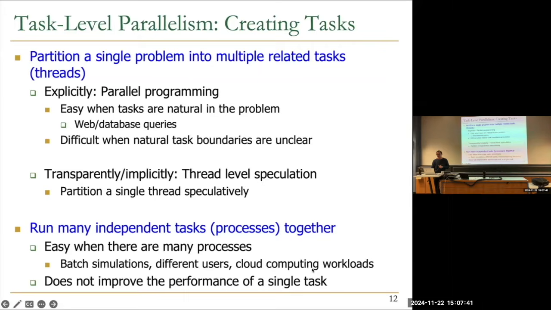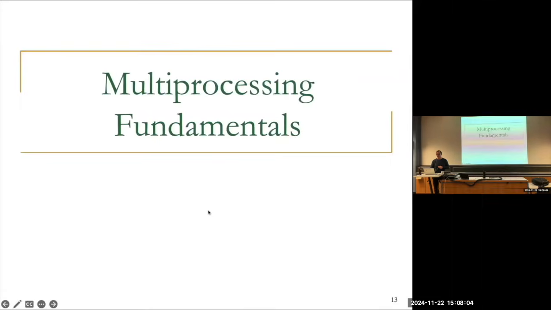So cloud computing workloads, for example: cloud computing systems take different workloads from different people. These have nothing to do with each other. Clearly, they're different tasks, and they could be executed on the same computer. They could be executed in parallel across different computers. Now, this doesn't improve the performance of a single task, of course, which is the harder problem. So we're going to focus more on improving the performance of a single task in this lecture.